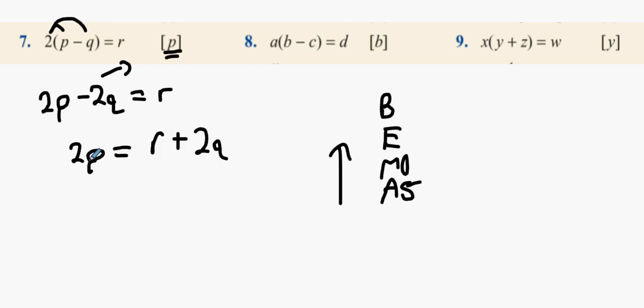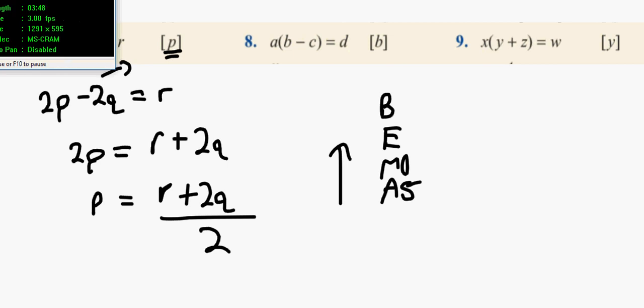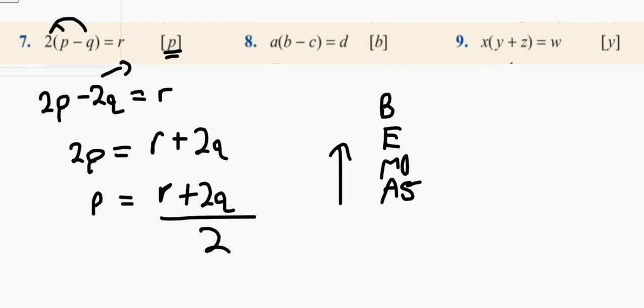The 2 is being multiplied by the P. The P wants to be on its own. What do you do with that 2? Yeah, divide on the other side. And you get r plus 2q over 2. Any questions so far? The next upgrade after this is, the first one was the basic question.